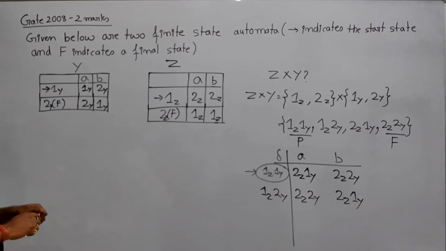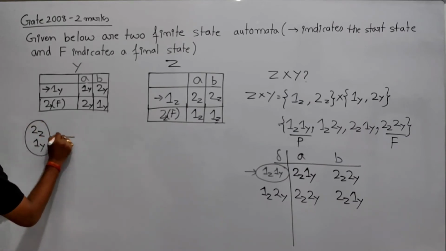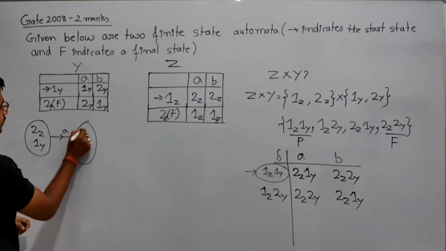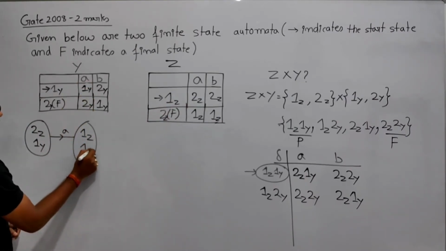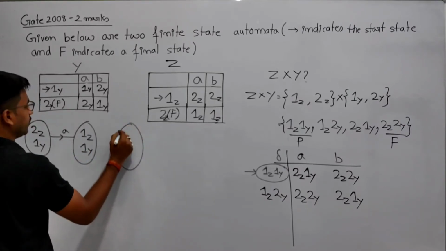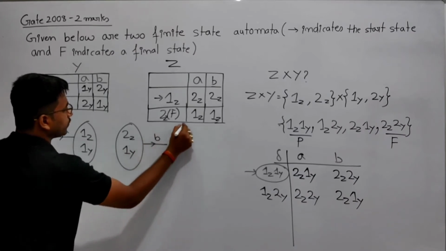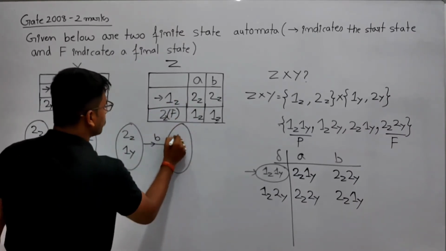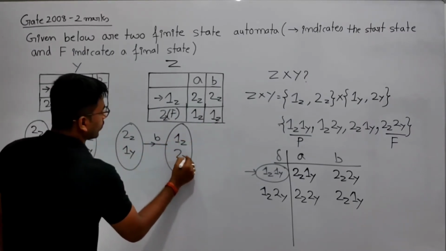Similarly, we will find for 2z 1y. 2z on getting A, where is it going? 2z, on getting A, it is going to 1z. 1y on getting A, it is going to 1y. Now 2z 1y on getting B. So 2z on getting B, it's going to 1z. 1y on getting B, it's going to 2y.